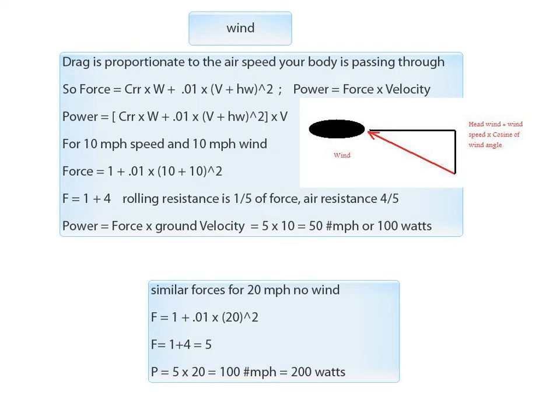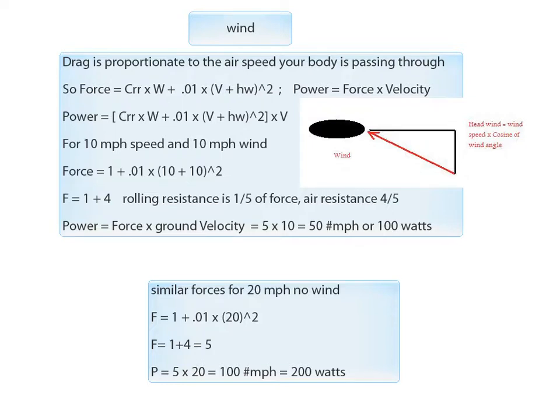Wind drag is proportional to the airspeed your body is passing through. So you've got to add your ground speed and the headwind that's hitting you. So we go back to our force equation and we see the coefficient of rolling resistance times weight plus 0.01 times (velocity plus headwind) squared.